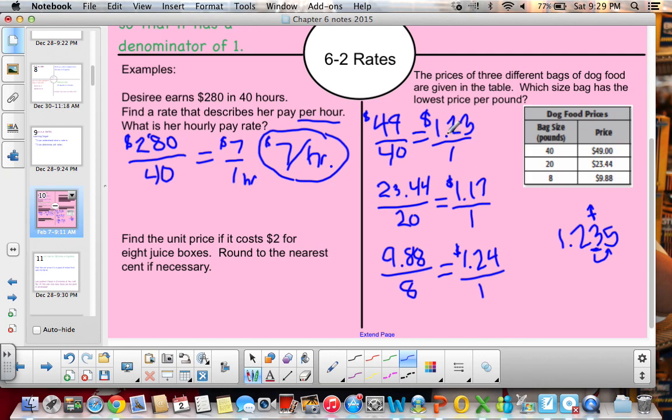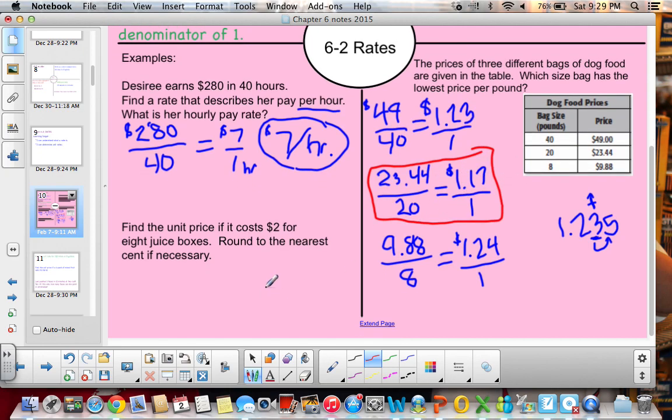So I have $1.23 per pound, $1.17 per pound, and $1.24 per pound. So this tells me that this bag is the best deal because it's the lowest price per pound, because $1.17 is the lowest.